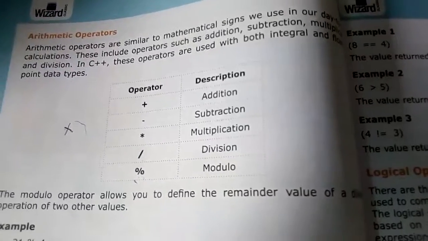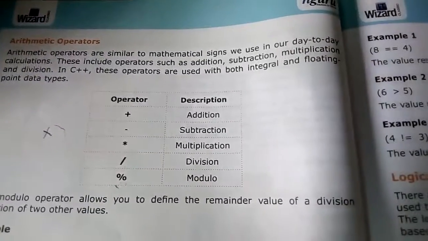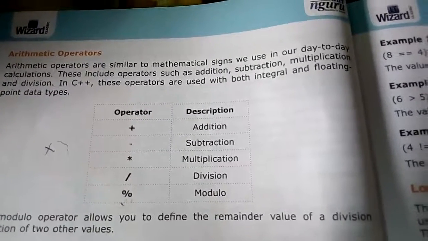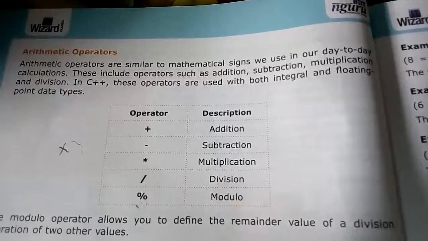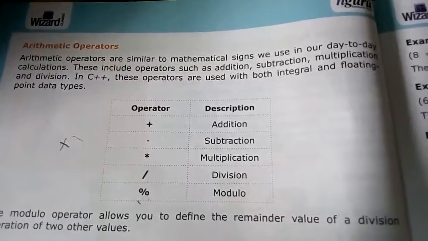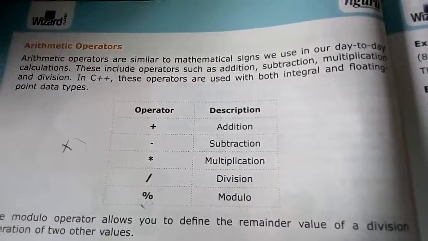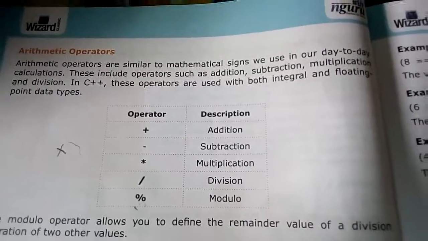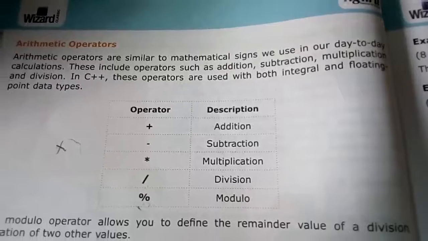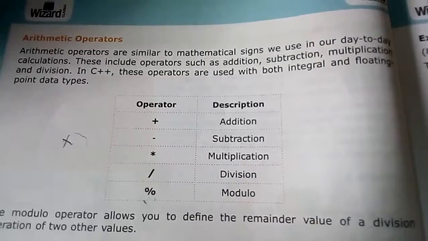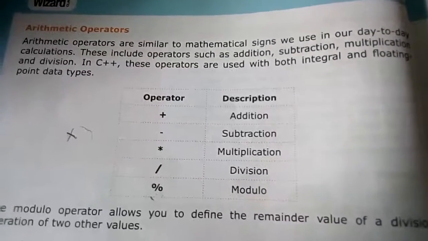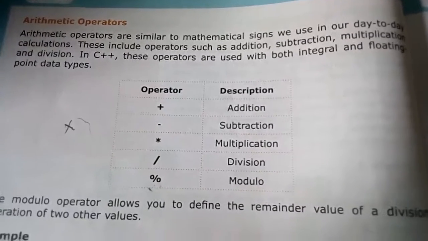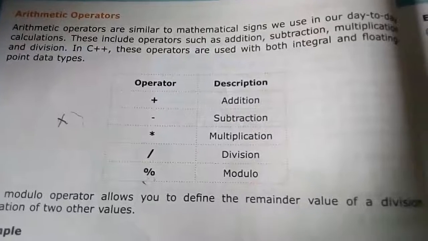Next is the arithmetic operator. This is very similar to the mathematical signs which are used in day-to-day life. In day-to-day calculations, the operators and signs you use are the mathematical or arithmetic operators. Like in C++, these operators are used with integer and float type of data. I have discussed these integer and float data types earlier.